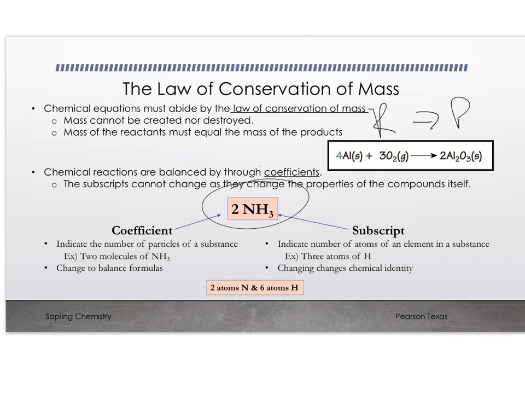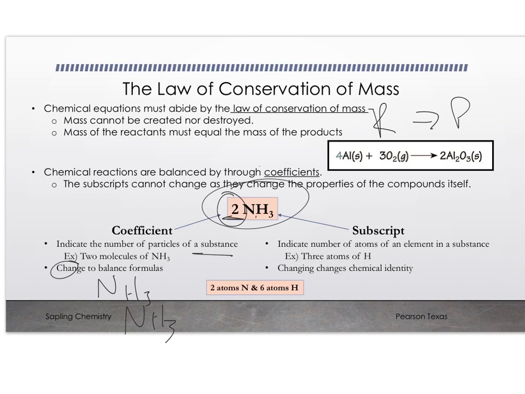So for example, if we're looking at this ammonia with the 2 in the front and the 3 in the back, the 2 at the very beginning is going to be our coefficient. This is going to indicate the number of particles of the entire substance. So here I have 2 entire molecules of NH3. And these are going to change to help balance the reaction.